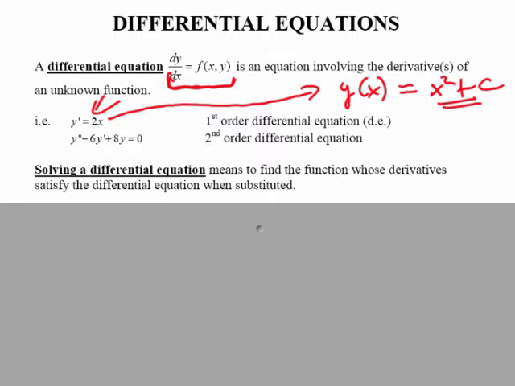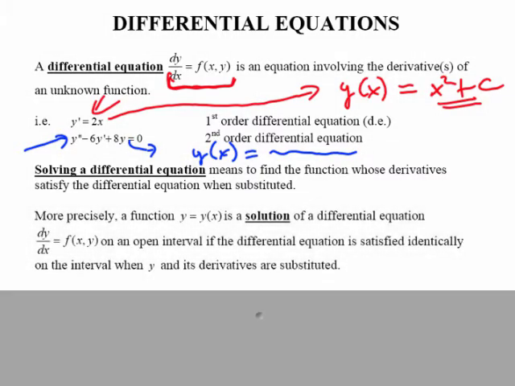My second example, I have a second order differential equation. That just means that the greatest number of derivatives involved in this equation is a second derivative. And so the idea in solving this one is, again, we want to find a function y of x so that the second derivative of my function minus 6 times the first derivative of my function plus 8 times my original function is equal to 0. What function does that? Finding that is solving a differential equation.